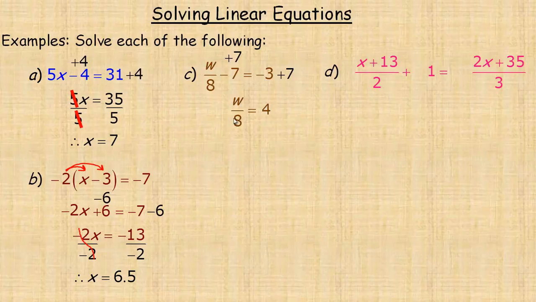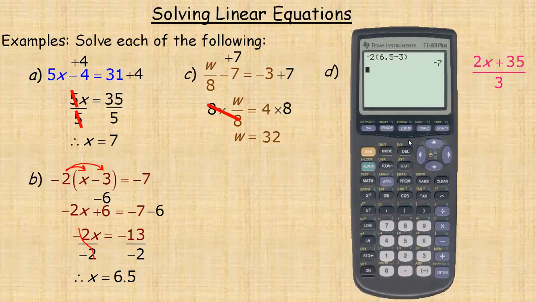Now this says w divided by 8 is 4. I don't want to know what w divided by 8 is, I want to know what w is. So see, the w is divided by 8, so the opposite of dividing by 8 is to multiply by 8. So multiply by 8 on both sides, and these 8s divide out. 8 divided by 8 is 1. So that's why that just gives you a w on the left here. And 4 times 8 is 32. So that would be our solution.